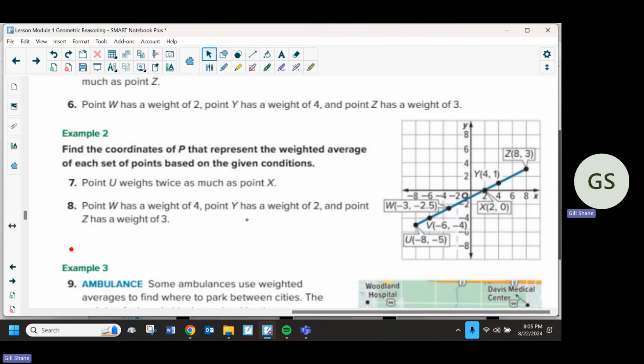Oh, no, I actually can't zoom in anymore. I thought I could zoom in on it. All right. I can't zoom in anymore. You have this sheet though, or you can look at your book.